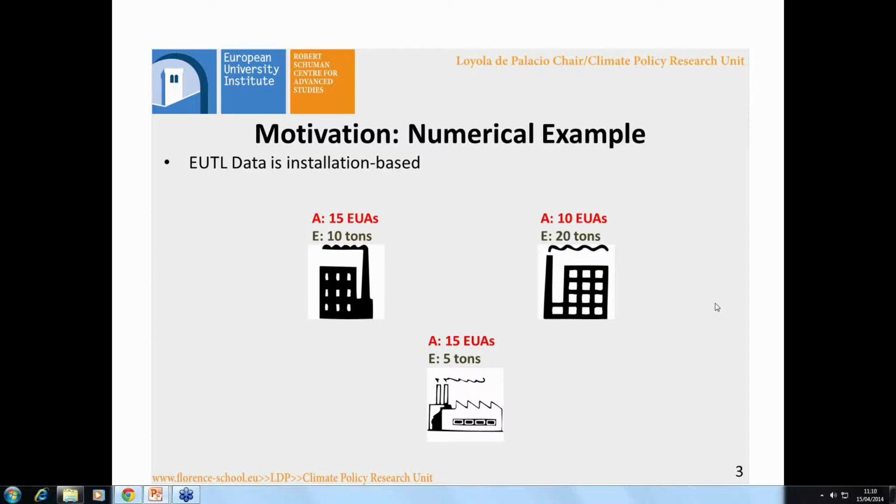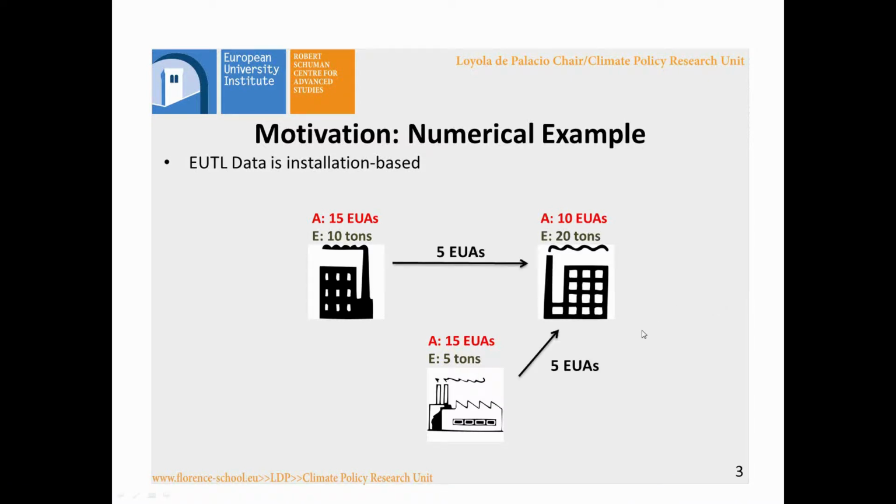And now, suppose we observe some flows of permits between these three installations. Once you adjust for these flows, you can see that the two installations on top are fine. They have exactly the same number of allowances and emissions, and the one at the bottom in fact still has a surplus of 5 EUAs. If it doesn't have any other outflows, it can keep these permits. We call this banking.